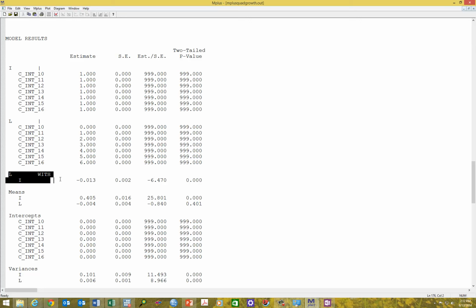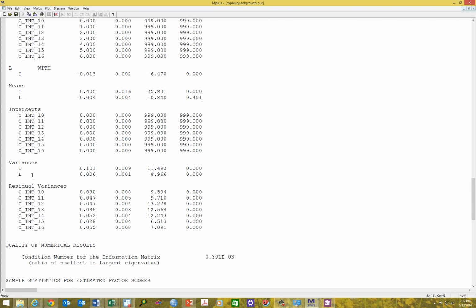Our correlation between the linear slope and the intercept is significant. And here are the means. The mean of the intercept is 0.405, and the mean of the linear slope is negative 0.004. Quite low, and in fact it's not significant. So from this we would conclude that there is no change over time. If we were to stop here with this model, we would conclude no change over time.